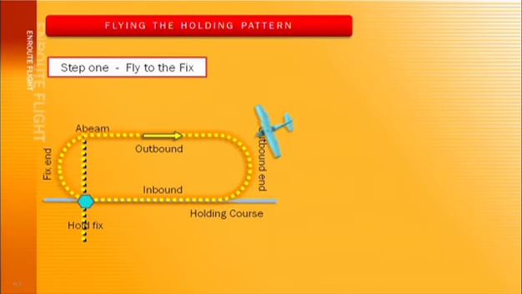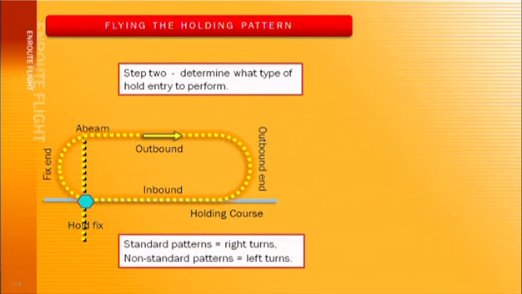That's all you do first. Fly a straight line course using the course or bearing that takes you right to the fix. Your job in step 1 is just to get there. Now, step 2 is more interesting. You must determine the entry type to properly enter the racetrack holding pattern.